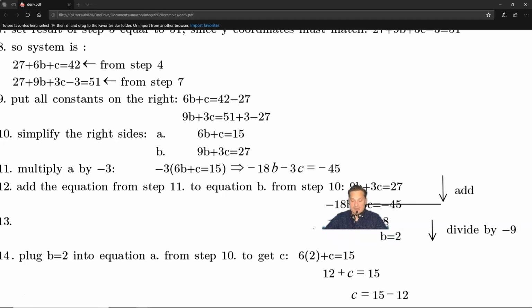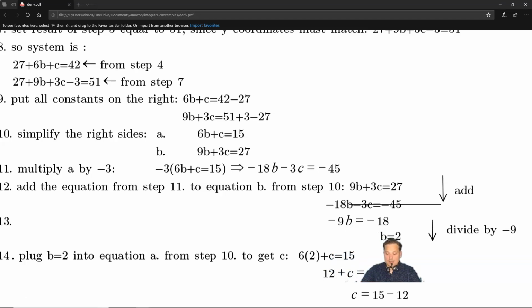When I add them, 9b added to negative 18b is negative 9b. 3c with negative 3c is 0. And then, of course, 27 plus negative 45 is negative 18. Then you divide both sides by negative 9, and it's going to tell you that b equals 2. I've made progress. I know the value of b is 2.